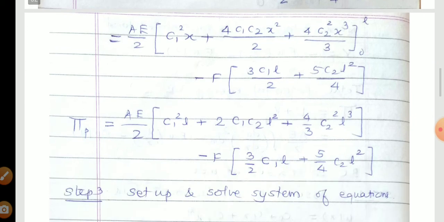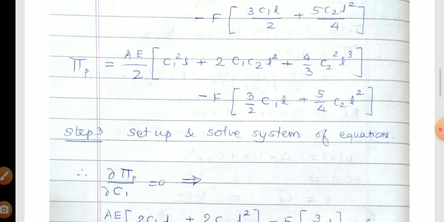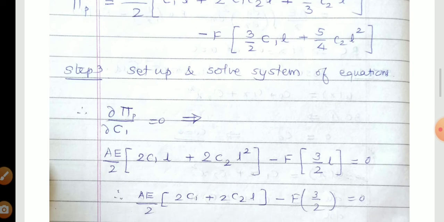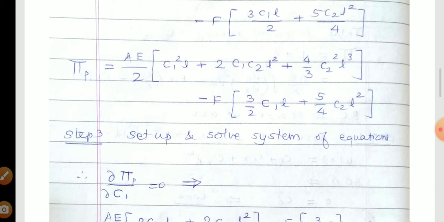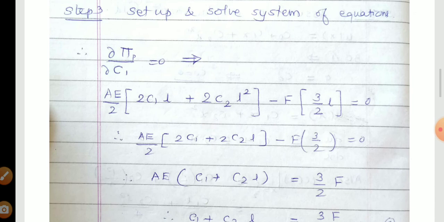So the total potential is now like this: pi equals AE by 2 times (c1 square L plus 2 c1 c2 L square plus 4 by 3 c2 square L cube) minus F times (3 by 2 c1 L plus 5 by 4 c2 L square). Now step number 3 is to set up and solve the system of equations. You differentiate the total potential energy with respect to c1 first and equate it to 0. Differentiating, it gives AE by 2 times (2 c1 L plus 2 c2 L square) minus F times 3 by 2 L, equals 0.